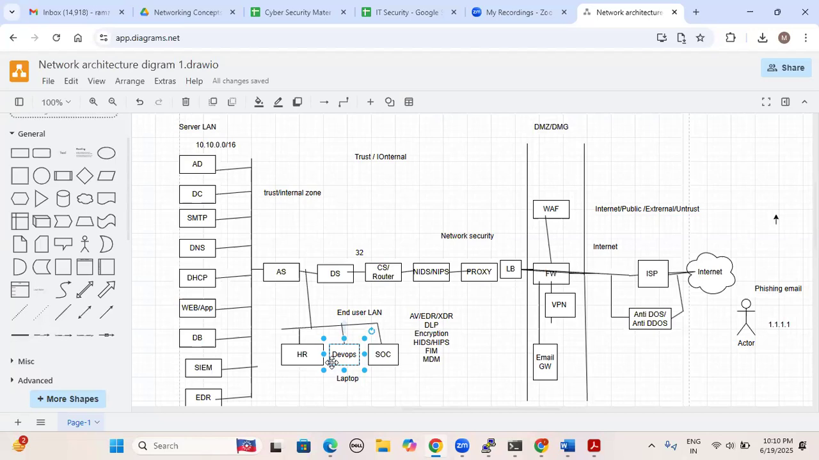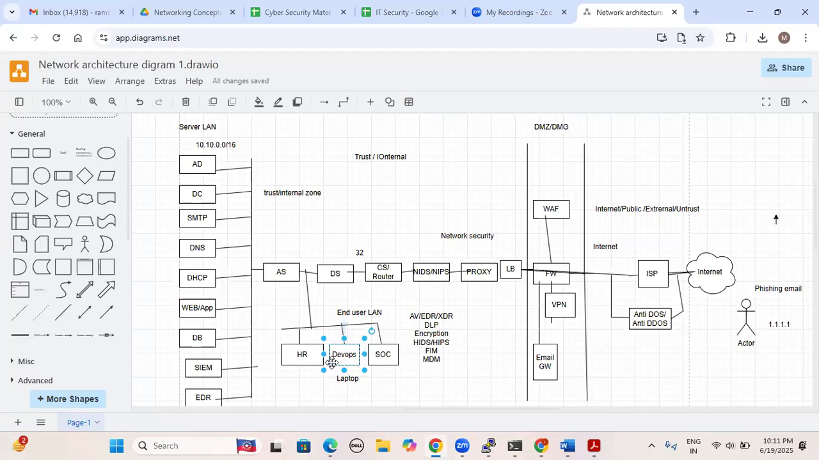Okay, so that's all about the overall network architecture diagram, guys. Please remember this architecture diagram in your mind, and we should remember everything wherever and whenever. So these things they're expecting, and as I mentioned, a couple of questions will come from this also.